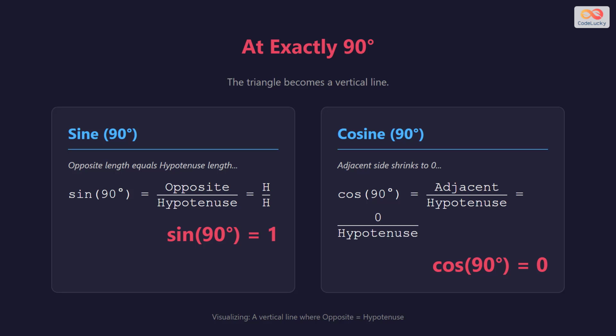At exactly 90 degrees, the triangle is basically a vertical line. The opposite side equals the hypotenuse, so sine of 90 is 1. The adjacent side has shrunk to 0, so cosine of 90 is 0 divided by the hypotenuse, which is 0.